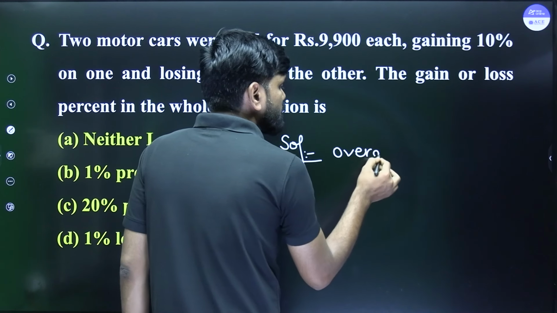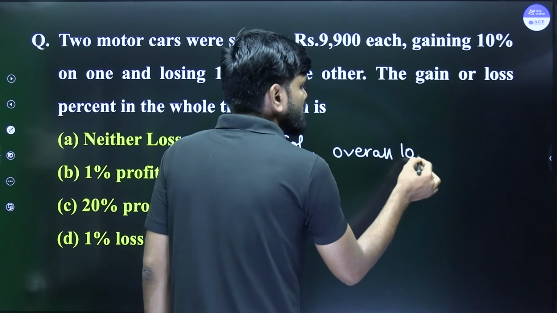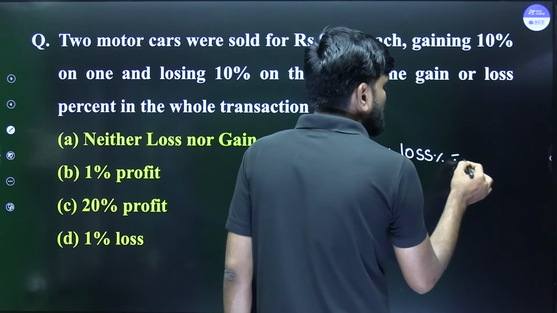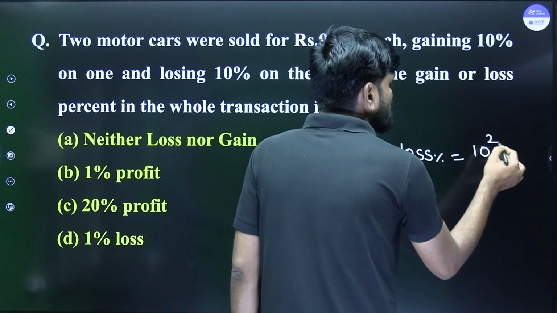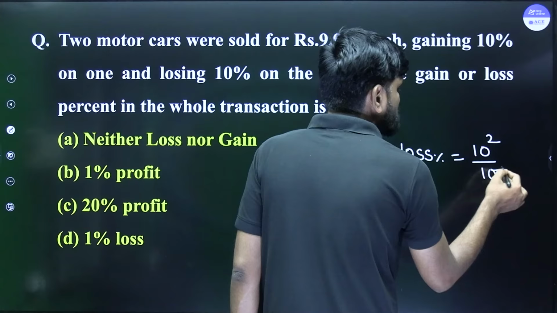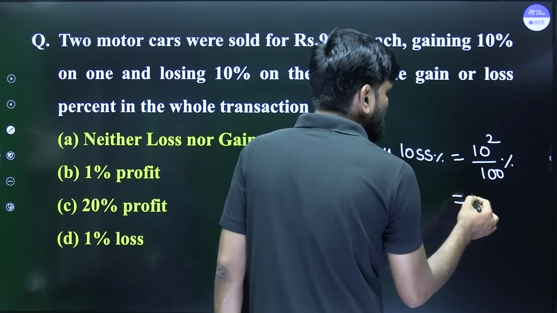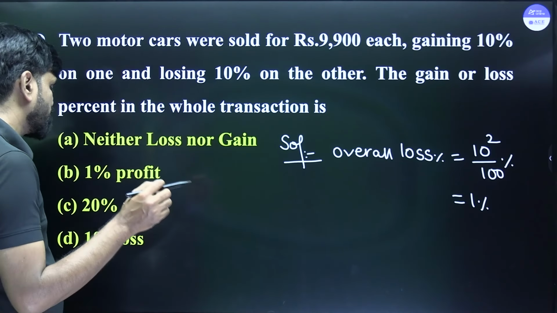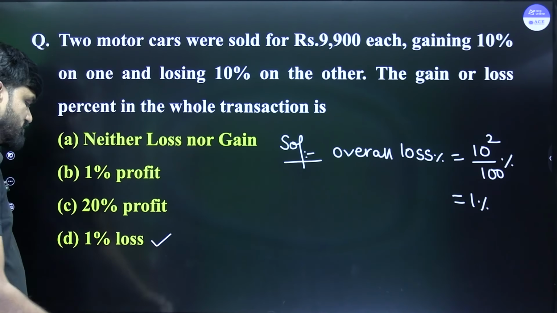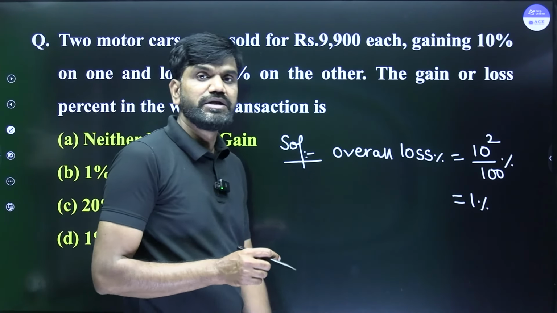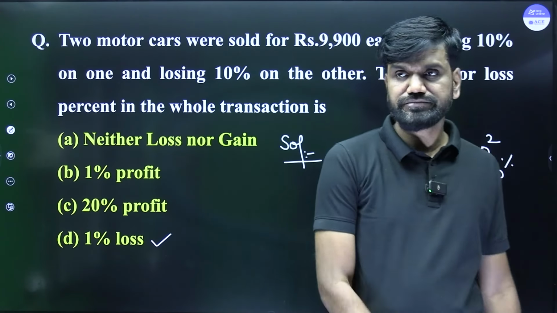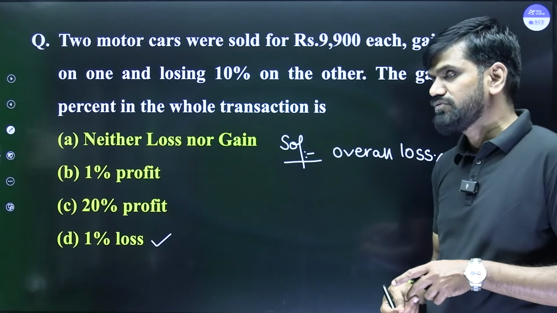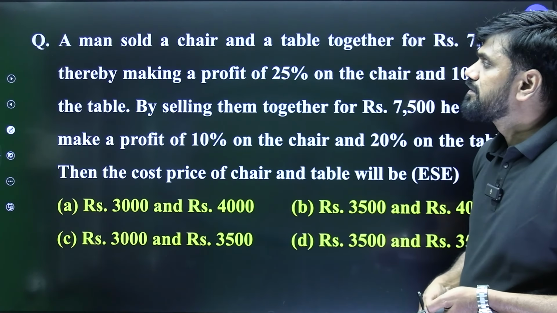Overall loss percent is given by the formula X square by 100. So X is 10 here. That is 10 square by 100%. 10 square means 100. 100 by 100 is nothing but what? 1. So in the overall transaction, there is a loss of 1%. Hence your answer has to be option D. Right here. So this model you can remember the formula, that is very helpful.